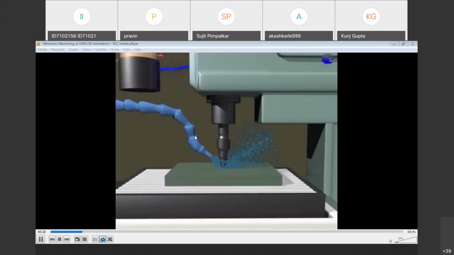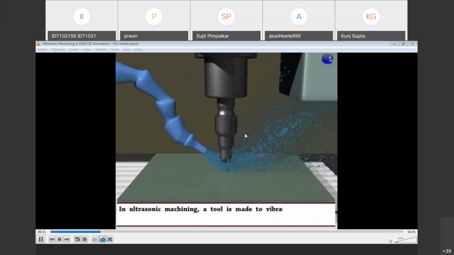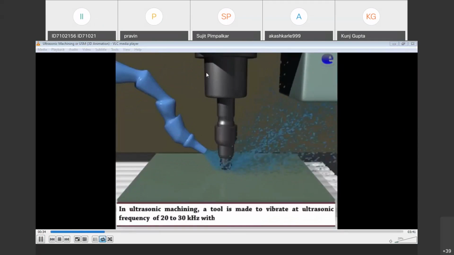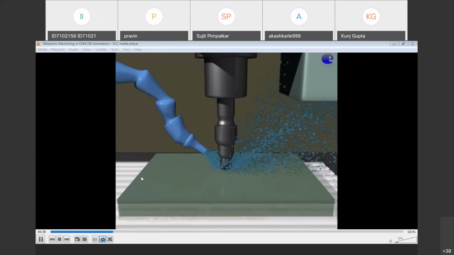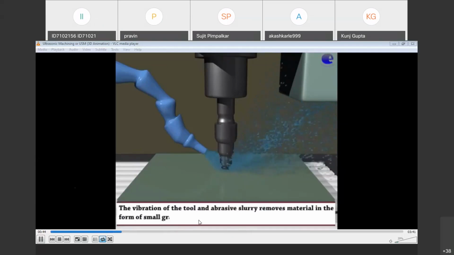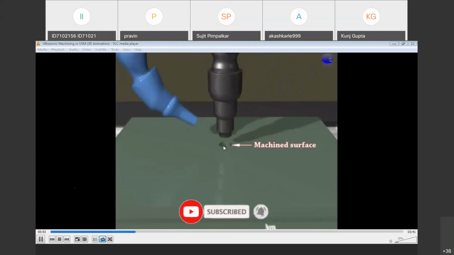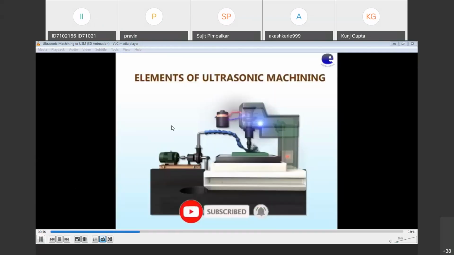So you can see here an abrasive slurry is given on the workpiece, and this tool is continuously vibrating. You can see how it is vibrating, and below that we are continuously providing the abrasive slurry at a 20 to 30 kilohertz frequency. Vibration of the tool and abrasive slurry removes material in the form of small grains in the machining surface. This way, after machining, these are the different elements in ultrasonic machining.